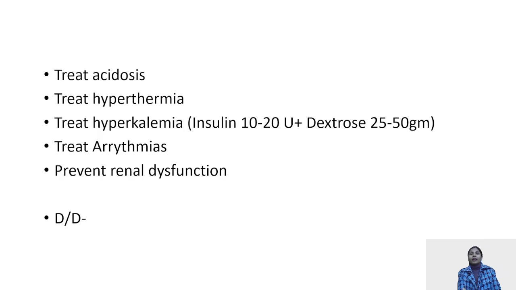When we deal with malignant hyperthermia, it's very easy. What we have to deal with is we have to treat the acidosis, the hyperthermia part, the hyperkalemia, arrhythmias, and we have to prevent renal dysfunction, because myoglobin is produced, so you have myoglobinuria, which is a little toxic to the renal cells.